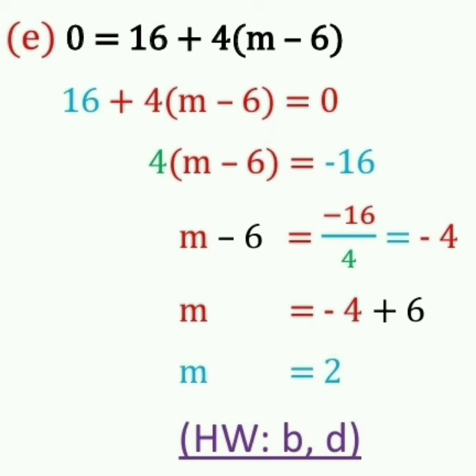E, 0 is equal to 16 plus 4 into bracket m minus 6. Now again using the property, 16 plus 4 into bracket m minus 6 is equal to 0. Now transfer 16 from left to right. So 4 into bracket m minus 6 is equal to minus 16. Now transfer 4 from left to right. Therefore m minus 6 is equal to minus 16 upon 4 is equal to minus 4.